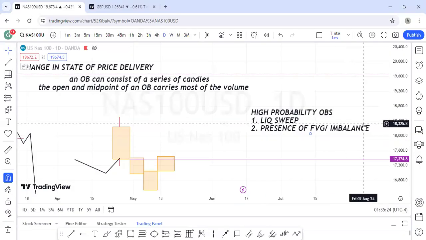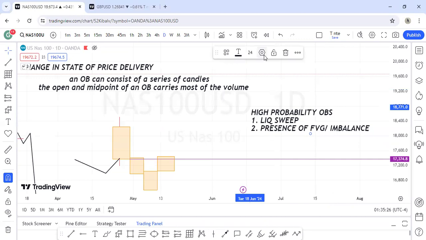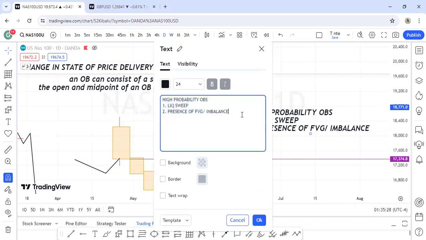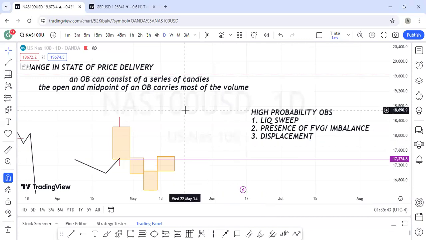So another thing that you must see in an order block to make it valid is number 3. I think I'll give you guys 3. The third one you must see is displacement. What do I mean by displacement? I'm talking about price moving aggressively away from the order block.